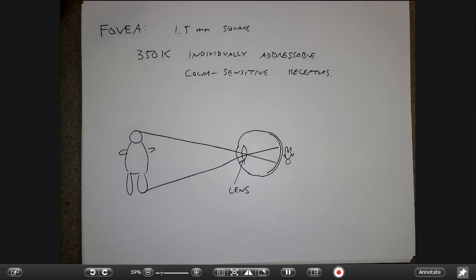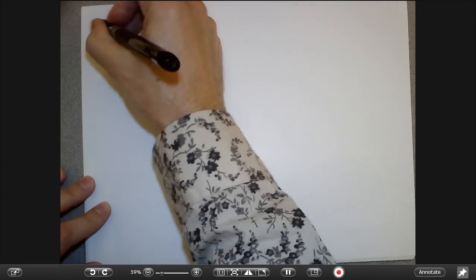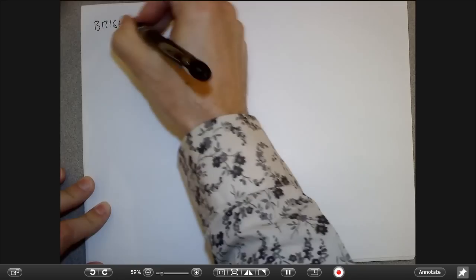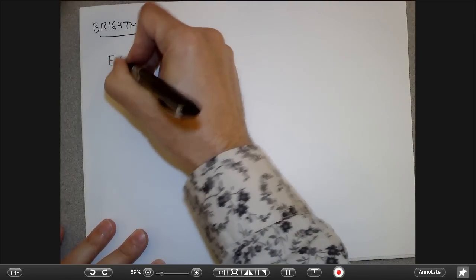Okay, so another way in which our human visual system is much better than a camera is the way that it can perceive brightness, okay? We can adjust our eyes to a huge range of ambient light intensity levels, right? So basically, the eye has a huge dynamic range.